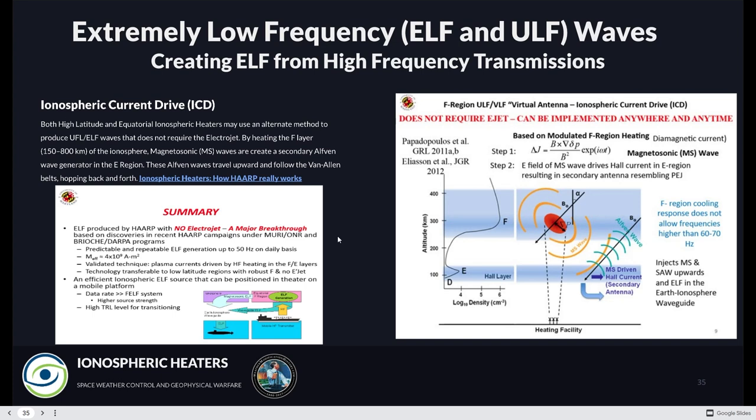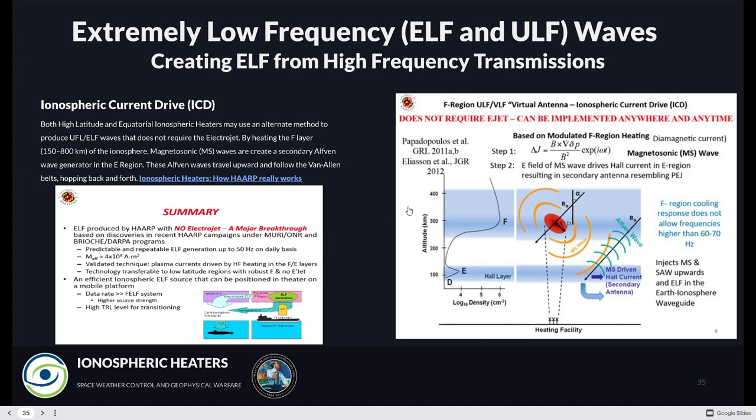And the ionosphere is divided up into these layers, D, E, F. The F layer is 150 to 800 kilometers of the ionosphere. Magnetosonic waves are created, which will create a secondary Alfvén wave generator in the E region. I'm going to translate all this, so chill out. These Alfvén waves travel upwards and follow the Van Allen belts, hopping back and forth.